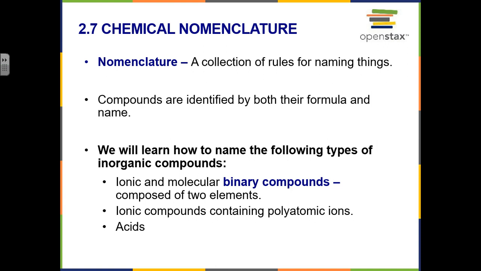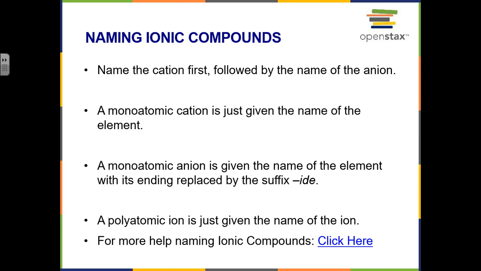Now, when it comes down to naming, the process of nomenclature has a few rules. Compounds are identified both by their formula and their name. And so we'll learn how to name the following types of inorganic compounds. We'll look first at our ionic and molecular binary compounds, and then at some ionic compounds containing polyatomic ions. The first rule in naming them is you want to name your cation first, and follow that up by the name of the anion.